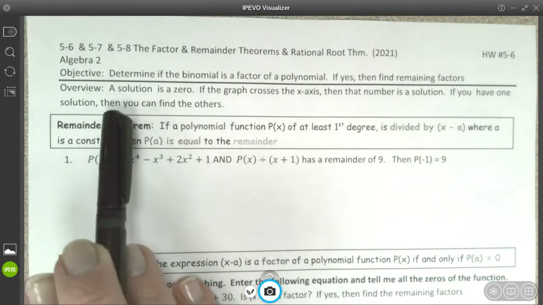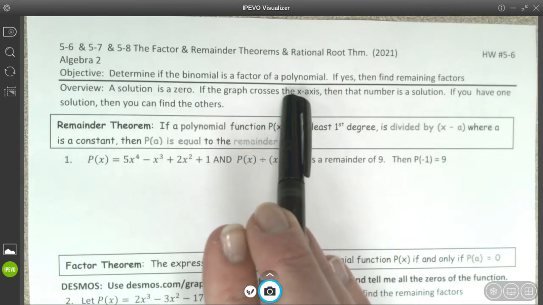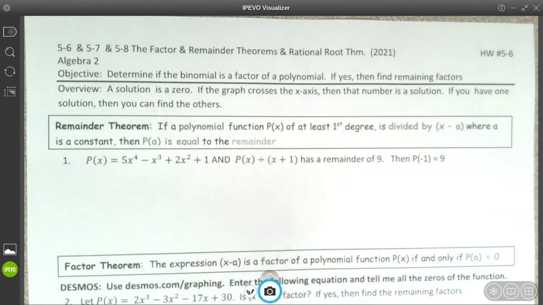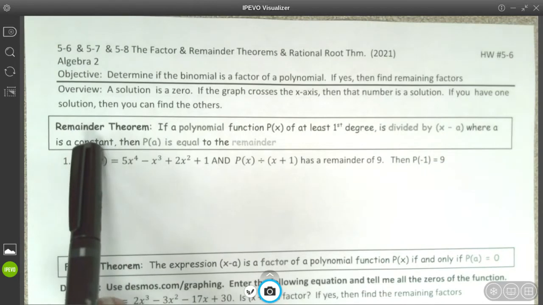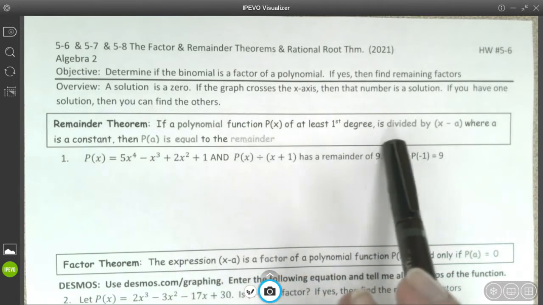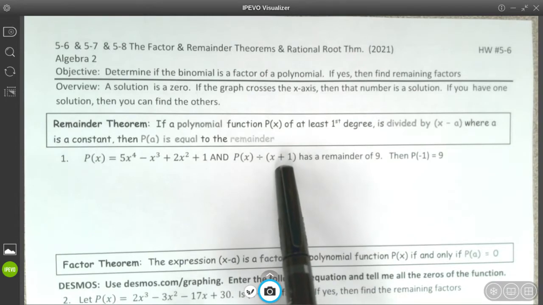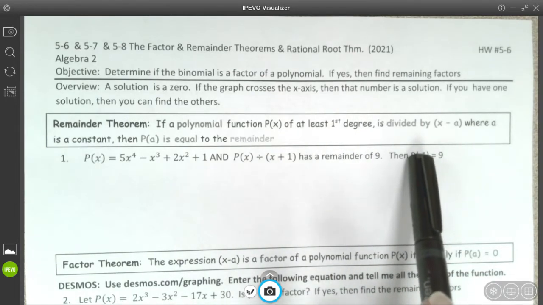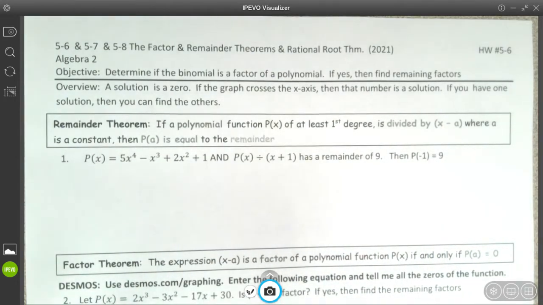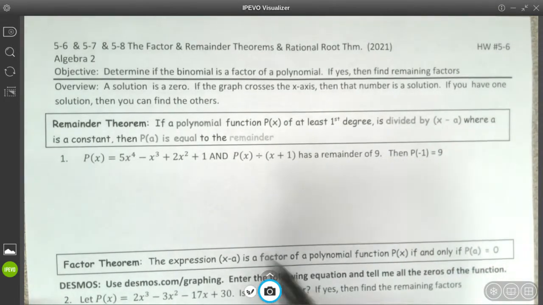So, overview. A solution is a zero where it crosses the x-axis. If you know one solution, then we can figure out others. There's this remainder theorem that says if a polynomial is divided by a binomial, which is what we've been doing, and there is a remainder, then you can write it like this: P of a equals the remainder.